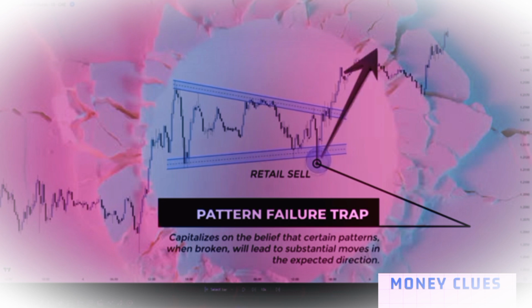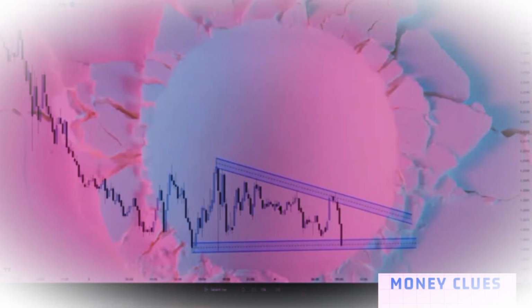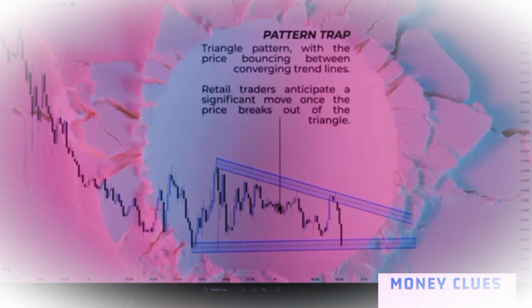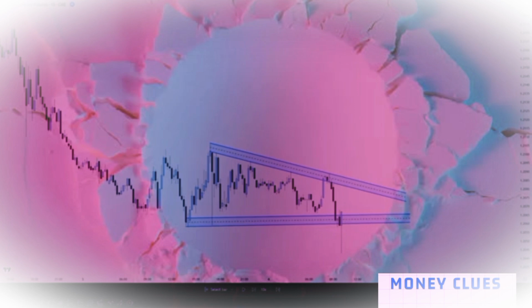However, this belief can result in substantial losses for those who fail to see the manipulative tactics used by institutional traders. Let's take an example where the market is creating a triangular pattern and the price is bouncing between convergent trend lines. Recognizing this pattern, retail traders anticipate a significant move after the price breaks out of the triangle.